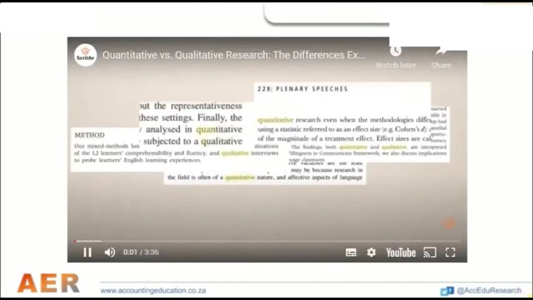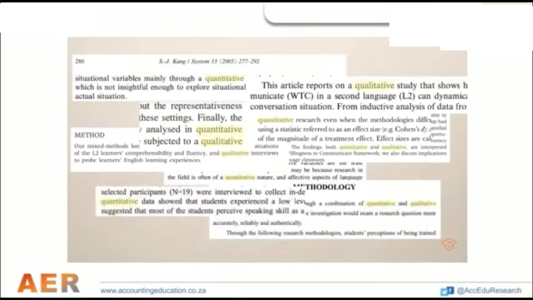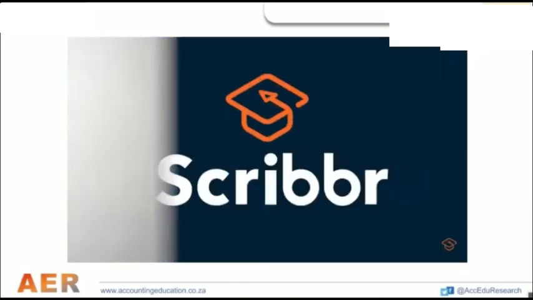When doing research, you often have to choose between quantitative and qualitative research. In this video, I'll explain the differences between the two. Hi, I'm Jessica from Scribbr, here to help you achieve your academic goals. Let's start with the differences between quantitative and qualitative research.